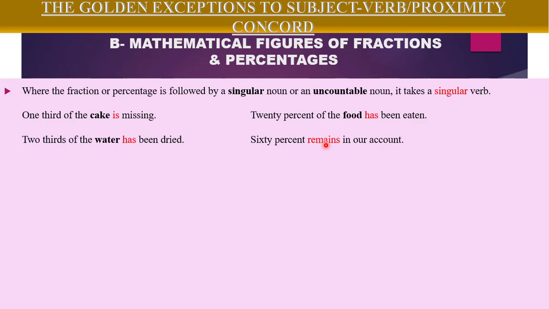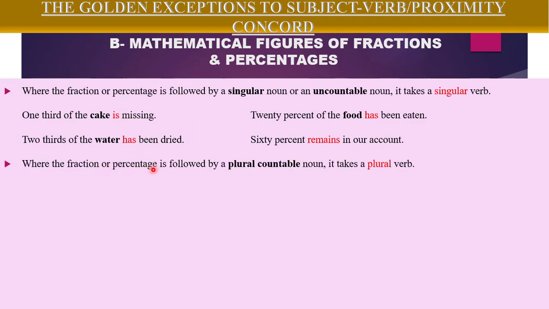Why did we select remains? This is because here we are talking about an uncountable noun, which is money. The money in our account. Whenever uncountable nouns follow fractions, you are going to select singular verbs for them. What if the fraction or percentage is followed by a plural countable noun? You must select a plural verb.